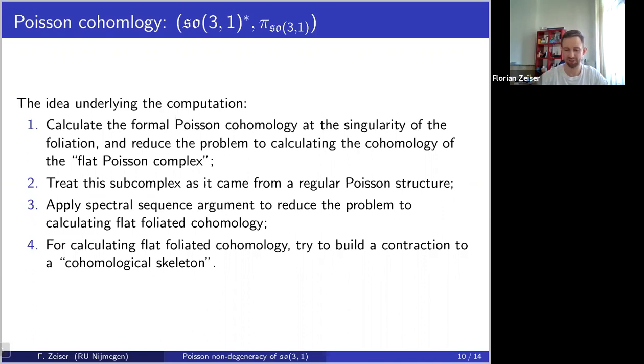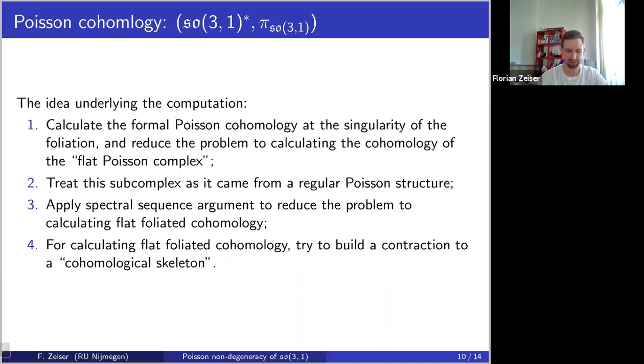Using the skeleton, we build a homotopy equivalence between the flat foliated cohomology and a foliated cohomology on this cohomological skeleton. And there the computation becomes quite easy. That's just a rough outline of what we're doing, and I will leave it at that due to time reasons.